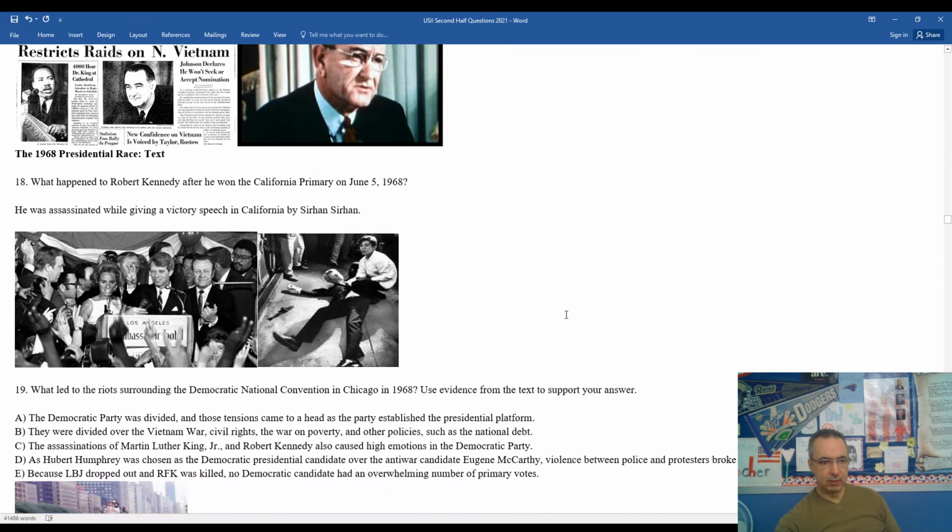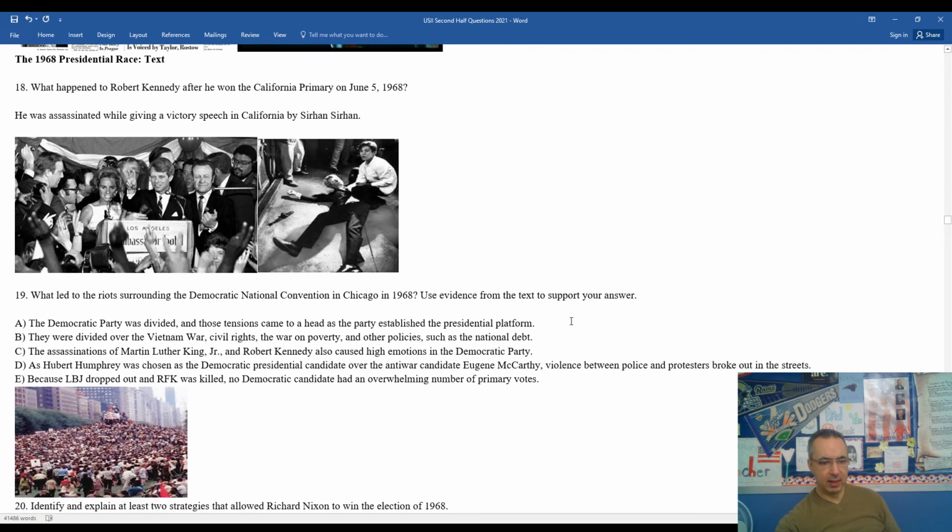So what this led to was complete chaos at the Democratic nominating convention in Chicago in 1968. When you look at the imagery below, you can see the protests gathering in Chicago. The Democratic Party was divided, and those tensions came to a head as the party established a presidential platform. At the time of the convention, no candidate had enough delegates to get the nomination based on voting, just because the candidates were not in there long enough, and Kennedy was dead and Johnson was out.